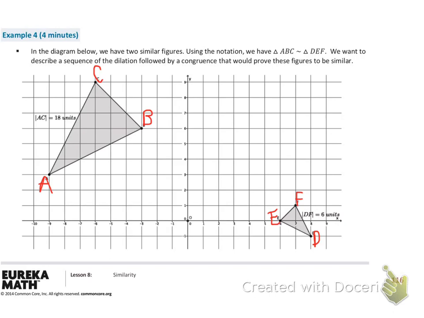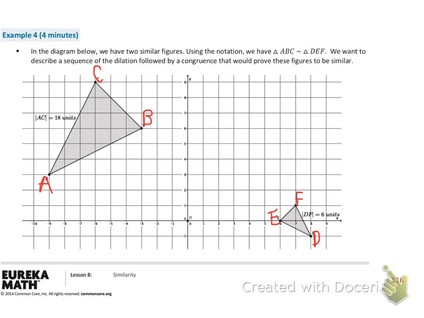One thing I want to point out about these similarity statements is that the order matters. If I say that triangle ABC is similar to DEF, what I'm saying is that vertex A corresponds to vertex D, B corresponds to E, and C corresponds to F.